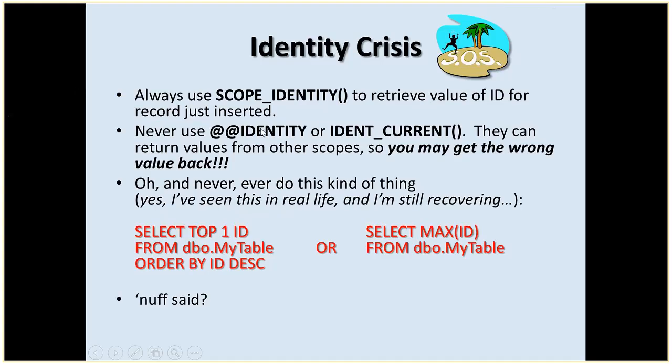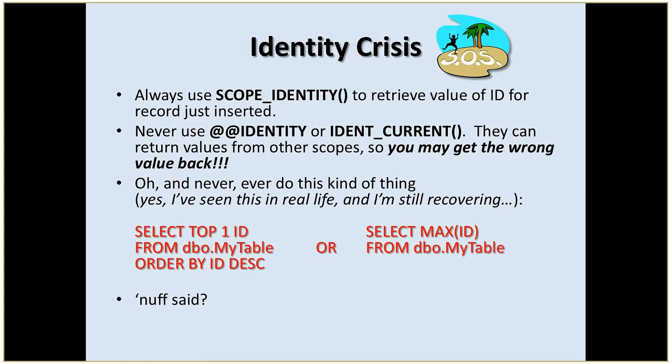So, identity crisis, and here's another great clip art, SOS. I was trying to be funny here. I hope it worked. Always use SCOPE_IDENTITY to retrieve the value of the ID record just inserted. This may seem really fundamental, but do you know how often I see code that doesn't do this? It's frightful. And I've seen some really frightening things, like what I'm about to show you that's in the red. Never, ever do that. But we're not there yet.